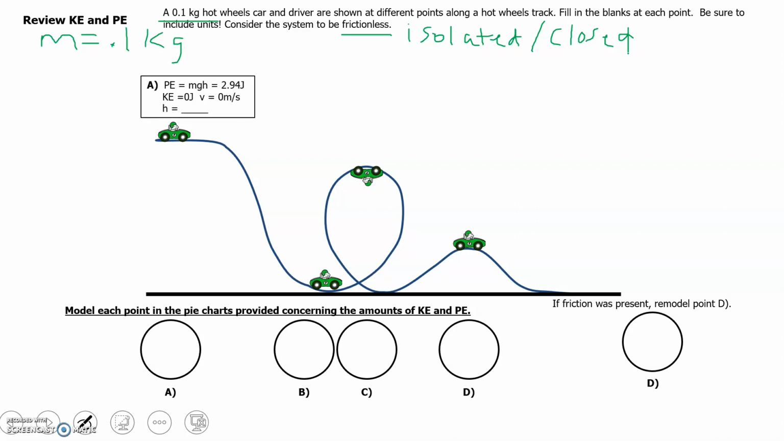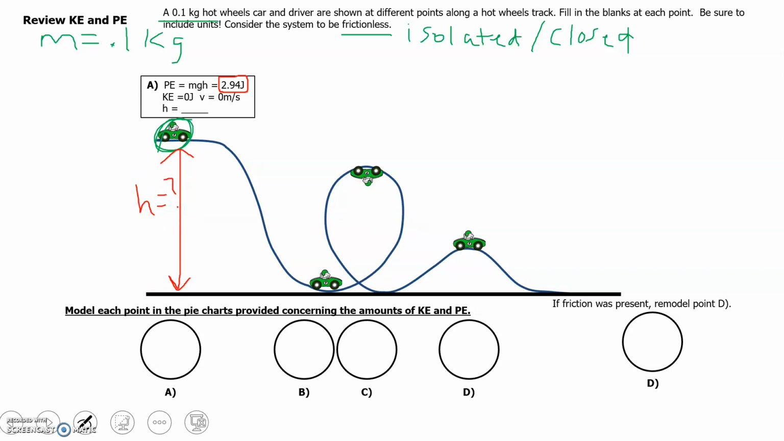All right, so our first position, the little Hot Wheels car and the driver are at the very top at point A. See the little card here. All right, so it gives us that the potential energy, and remember potential energy is mass times gravity times height. They tell us that the potential energy is 2.9 joules of energy. All right, it gives us the kinetic energy. It says it's 0. And it even goes to say that the velocity is 0. So this car is just sitting here. It is not moving. It has no kinetic energy because it's not moving. We have to figure out what the height is. So how far up is this car? We want to know the height.